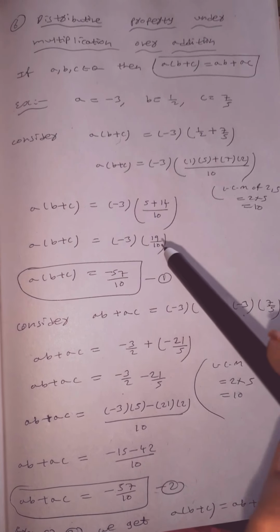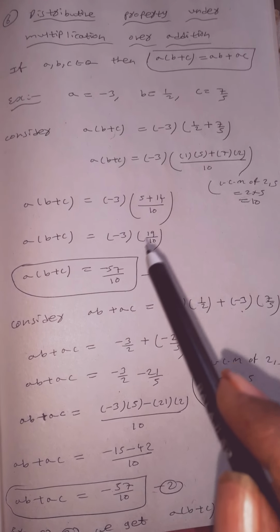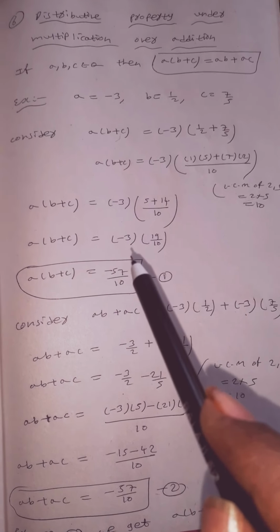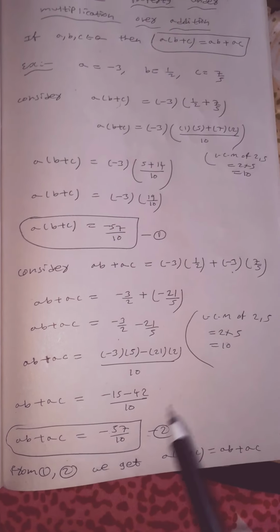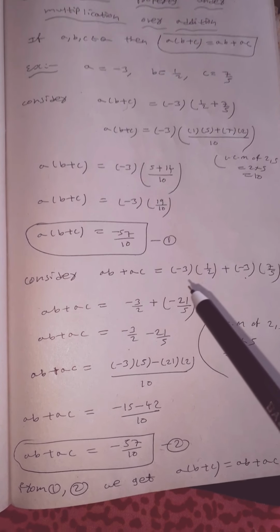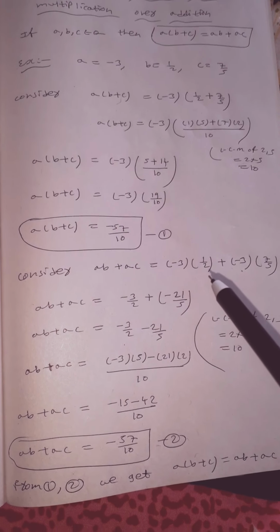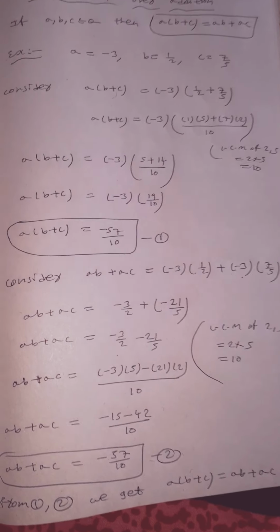So -3 into 19, multiply numerator into numerator: 19 threes are 57, which means -57 by 10. This is the LHS part, children, equation 1. Next consider the RHS part, AB plus AC. A's value we have taken -3, B's value 1/2, plus A's value -3, C's value 7/5, children.